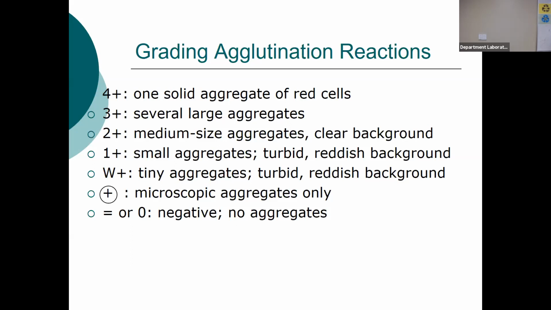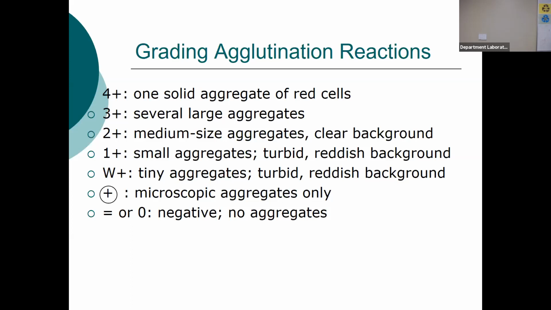Now, I have a disclaimer. Sometimes you might see a weak plus reaction. That means it's weaker than 1+, but it's not negative. I don't like weak plus. To me, you either call it 1+ or negative, but you might see some reactions graded as weak plus. I never use weak plus. I don't like it. It should be 1+ or negative.